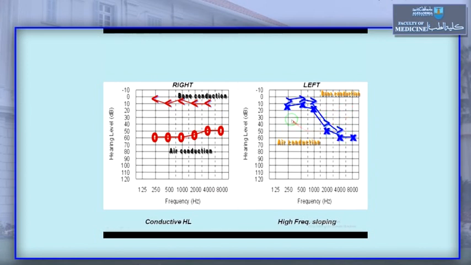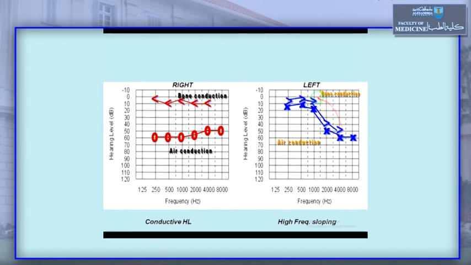The left ear shows normal hearing at low frequencies, 250, 500, and 1000 hertz, normal thresholds, but it has sloping thresholds at high frequencies, which means that there is hearing loss at the high frequencies. If you see this condition, you have to think of any of the four most common causes of high frequency sensory neural hearing loss. The first is presbycusis, or hearing loss due to aging.